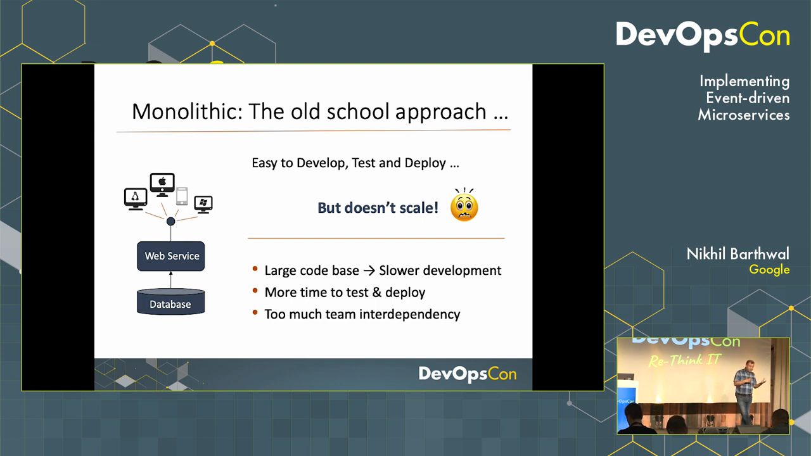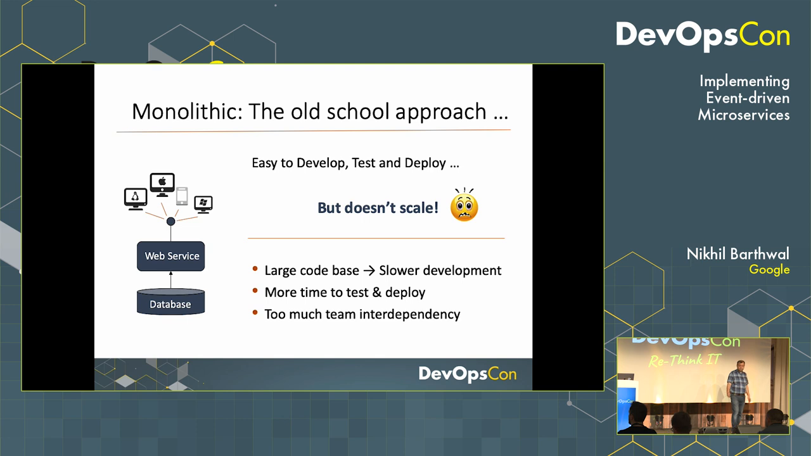And there's a lot of team interdependency here because everybody is working on the same code base. So there's really not much of a boundary or a partition. So if I have to make a change or team X has to make a change, they would have to coordinate with team Y, team Z, because once you deploy, it's one unit, everybody has to deploy together. So obviously monolithic is not the best way or not the most agile way of doing things.